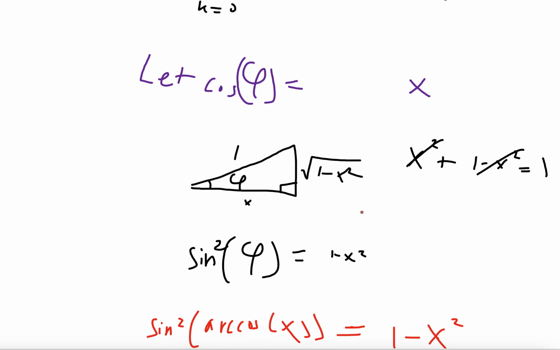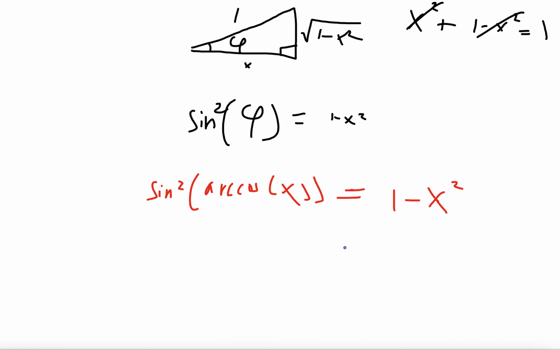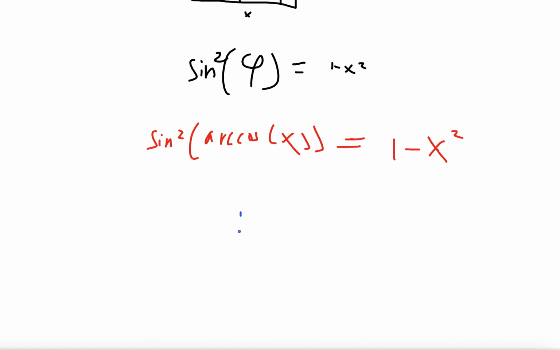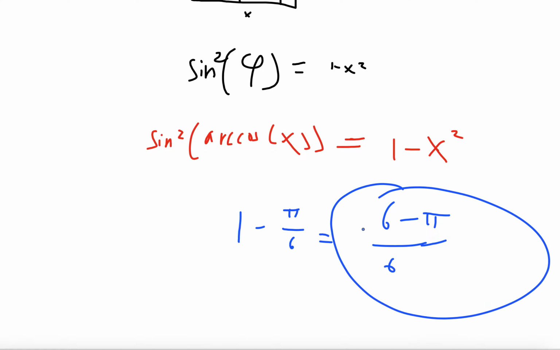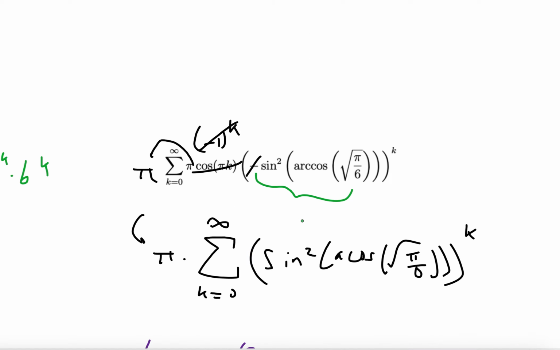And now we just plug in our x to be the root pi over 6, which we know from the last example is a value between 0 and pi over 2. So 1 minus the square root of pi over 6 squared is just 1 minus pi over 6, which is equal to 6 minus pi over 6, because if you try and separate this fraction, you get 1 minus pi over 6. So this is our closed form expression for the common ratio, r, which is amazing.